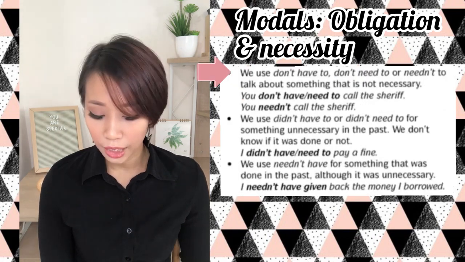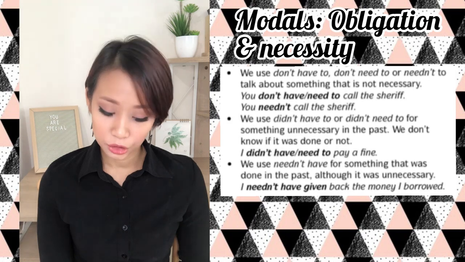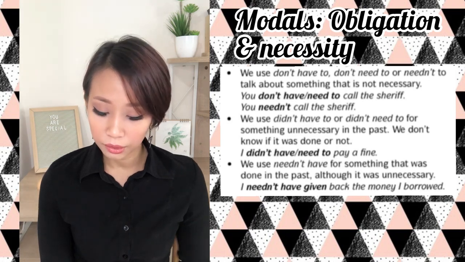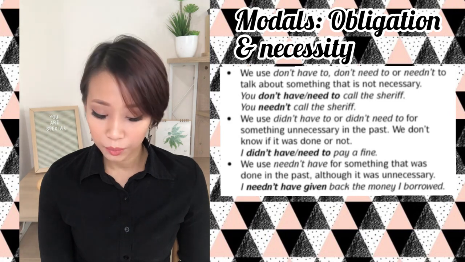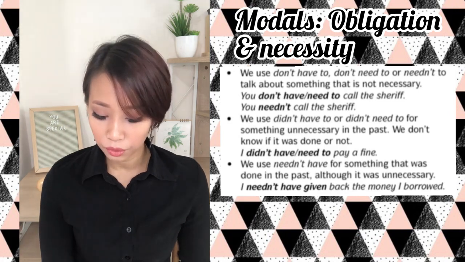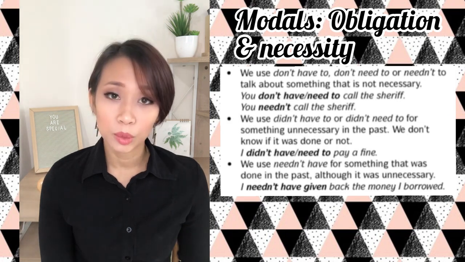We use don't have to, don't need to, or needn't to talk about something that is not necessary. Kita guna don't have to, don't need to, atau needn't untuk bercakap tentang benda yang tidak penting. For example, you don't have or need to call the sheriff. You needn't call the sheriff. Kedua-dua ayat ini bermaksud anda tidak perlu telefon sheriff.